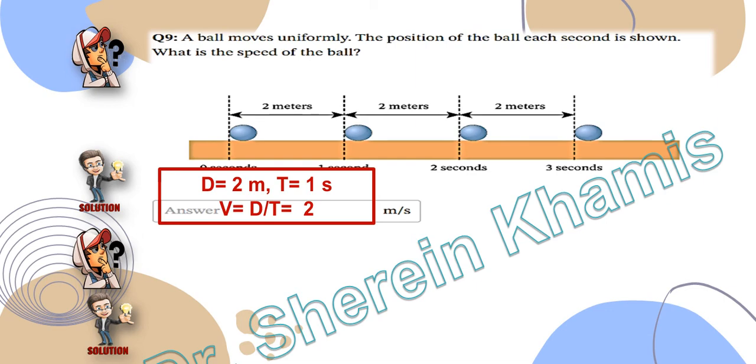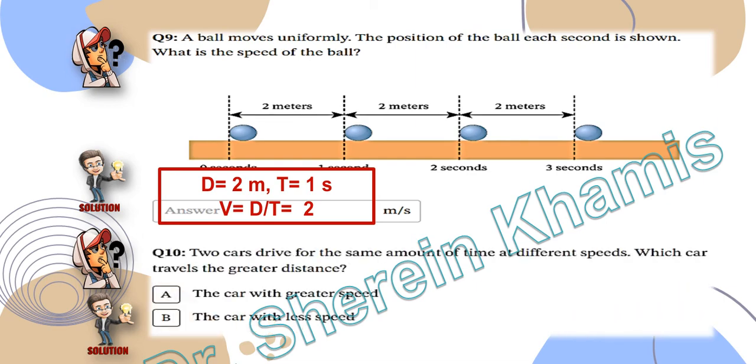Let's go into question 10. Question 10: two cars drive for the same amount of time at different speeds. Which car travels the greater distance? The one with the greater distance has a greater speed. It moves a greater distance because it moves with a greater speed. As we said, there is a direct relation between distance and speed. Okay, let's go into question 11.